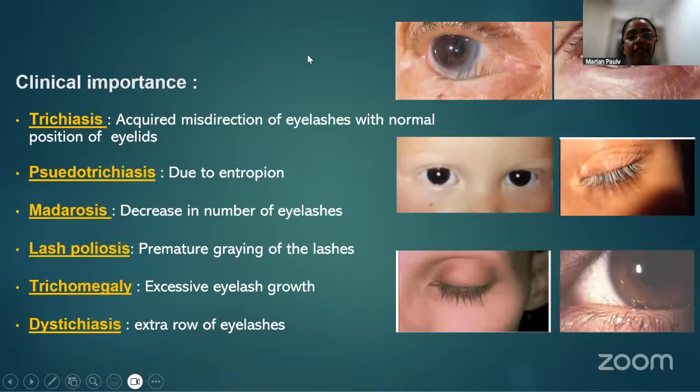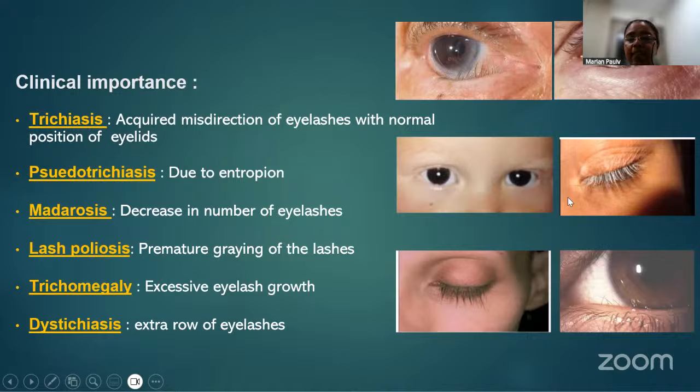Trichiasis, as we know, is acquired misdirection of lashes with normal position of the eyelid. Pseudotrichiasis is seen with entropion. Madarosis is a decreased number of eyelashes. Then lash poliosis, where there is premature graying of the lashes.